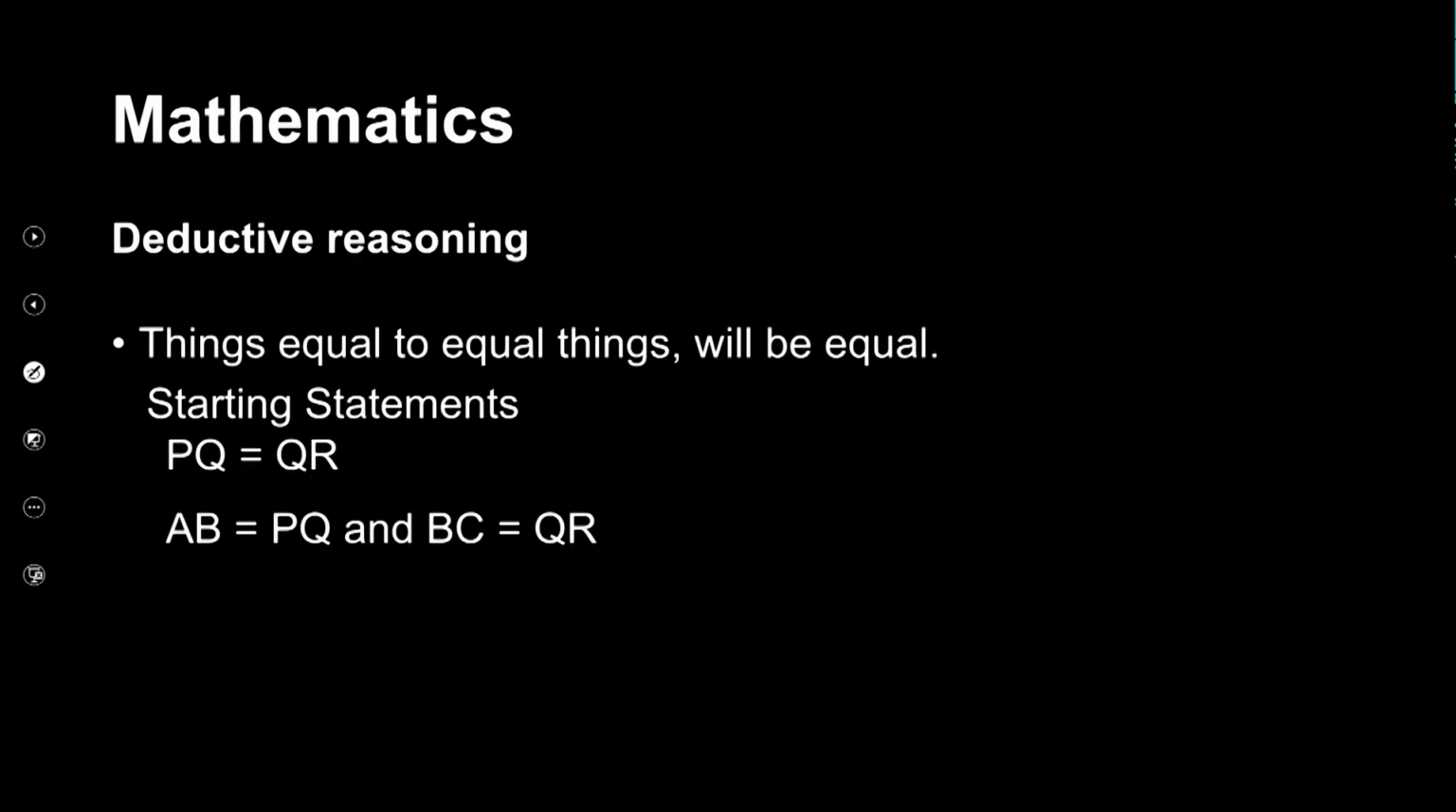Now, we also just try and throw in other examples of what we are talking about with deductive reasoning. And I know that this might be a lot of letters that we are trying to use. We're going to use this in reference to the questions that we're going to look at. If my starting statement is PQ is equal to QR, also I know that AB is equal to PQ and BC is equal to QR. It therefore means that AB is also equal to BC based on the initial statement that my PQ and QR need to be equal to each other.